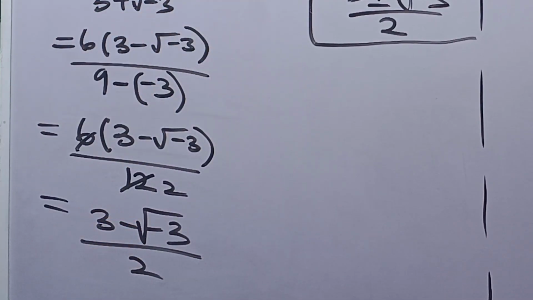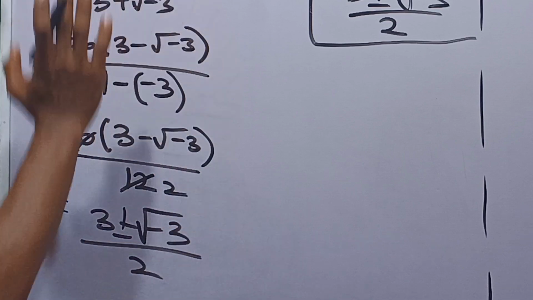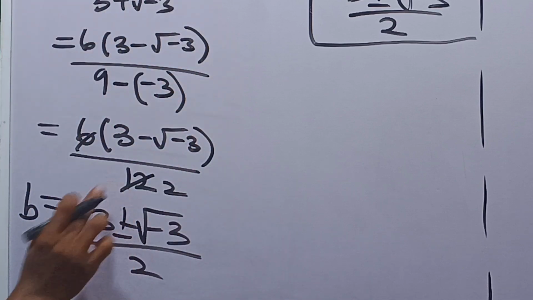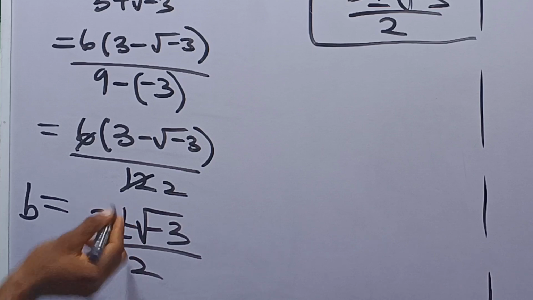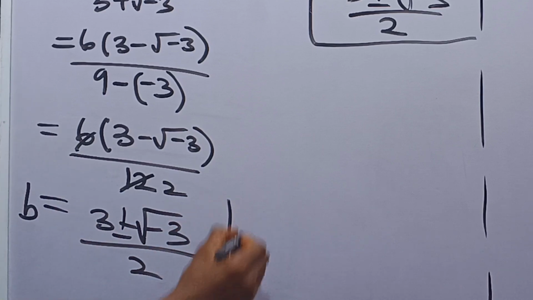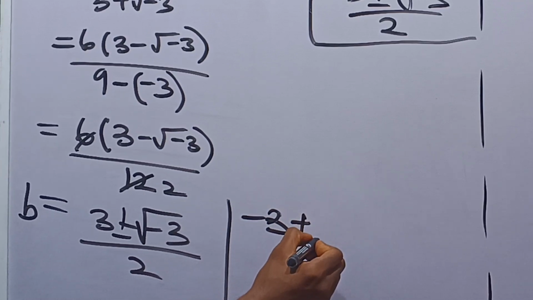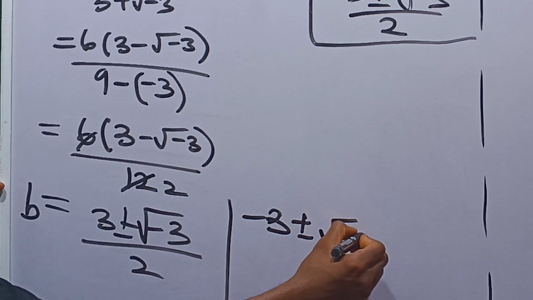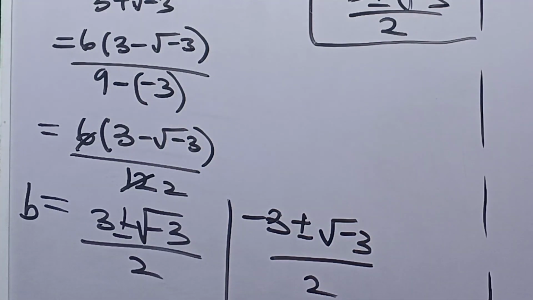Invariably, we can also conclude that from here, our b would also be equal to plus or minus here. So you're seeing that a and b are equal, but the signs are just changing. When b is positive here, a is negative here, and when a is positive here, b is negative here. It invariably means that our first value for b is this, and our second value for b is also negative 3 plus or minus root of negative 3 all over 2. So yeah, this becomes the final answer to this question.